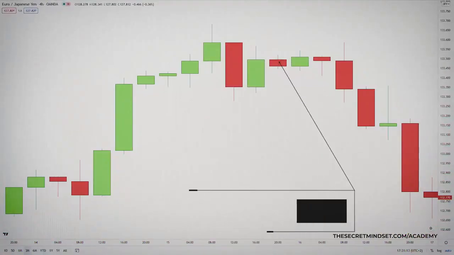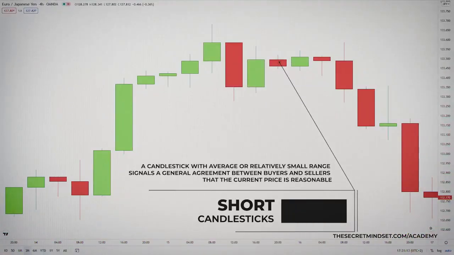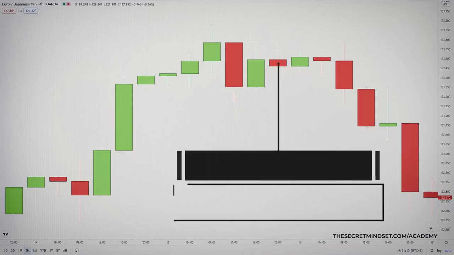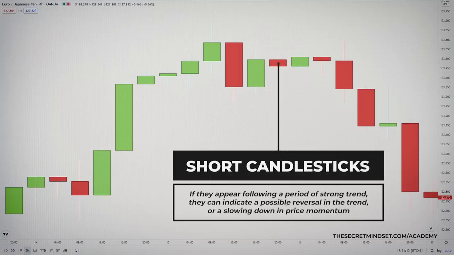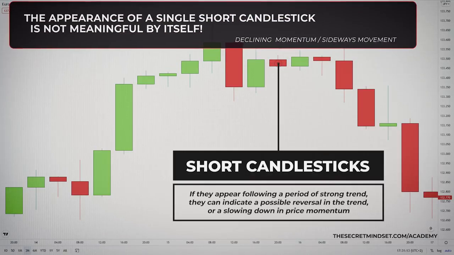A candlestick with average or relatively small range signals a general agreement between buyers and sellers that the current price is reasonable, especially when short candlesticks appear in a series of sideways moving sessions. However, when short candlesticks appear following a period of strong trend in either direction, especially when long candlesticks have shown up, they can indicate a struggle between buyers and sellers, and a likely reversal in the trend, or a slowing down in price momentum. The appearance of a single short candlestick is not meaningful by itself.